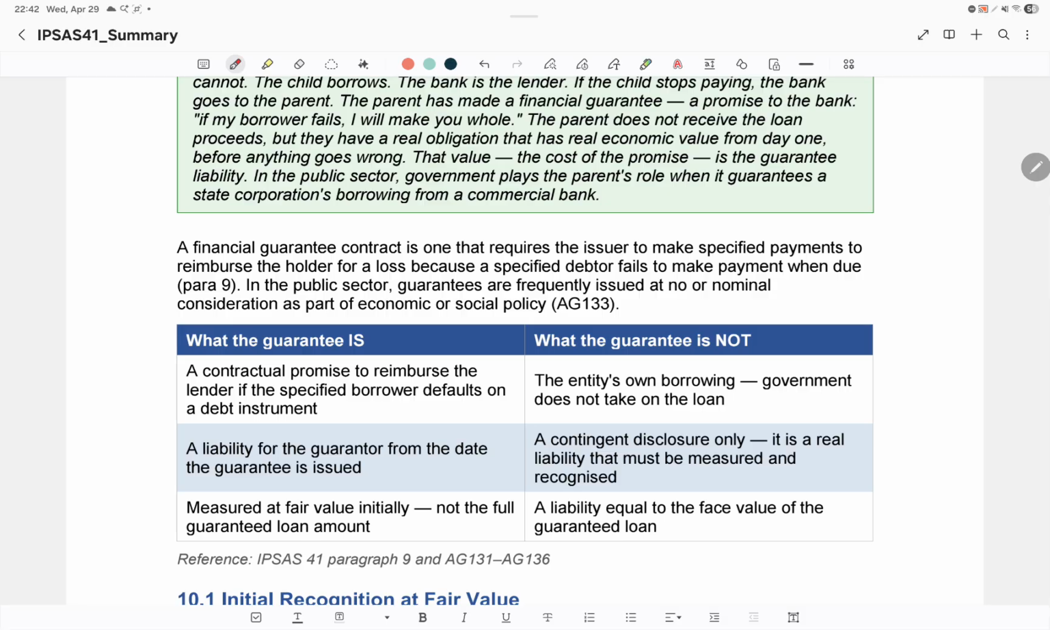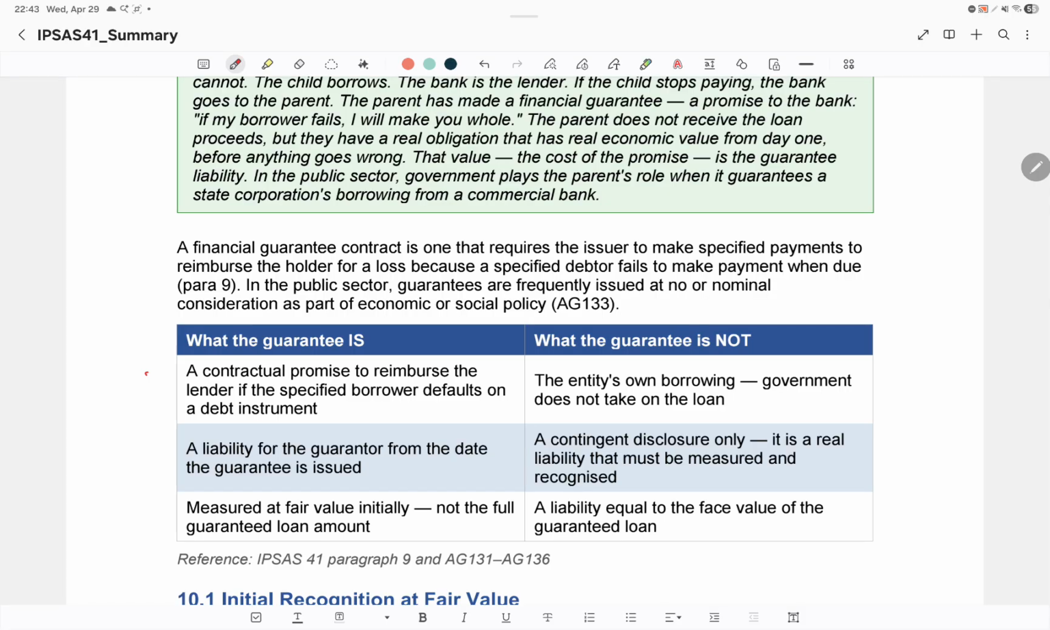So what is a guarantee? A contractual promise to reimburse the lender if the specified borrower defaults. For example, you are guaranteeing Yusuf that if I default, you will pay on my behalf. National Treasury, for example, is guaranteeing your entity that if you default, they will pay. What a guarantee is not: the government doesn't take on the loan. National Treasury doesn't take the loan.